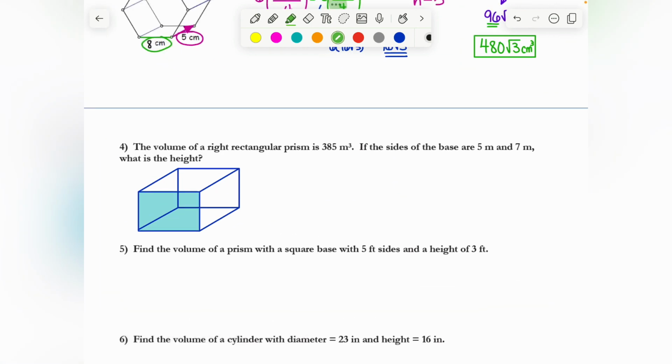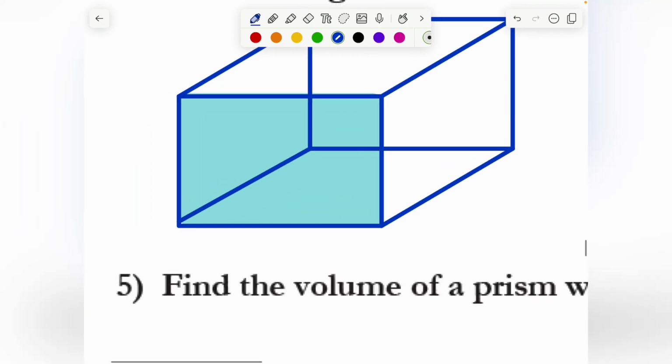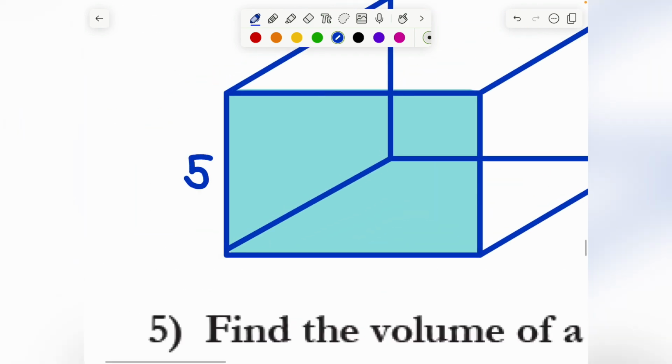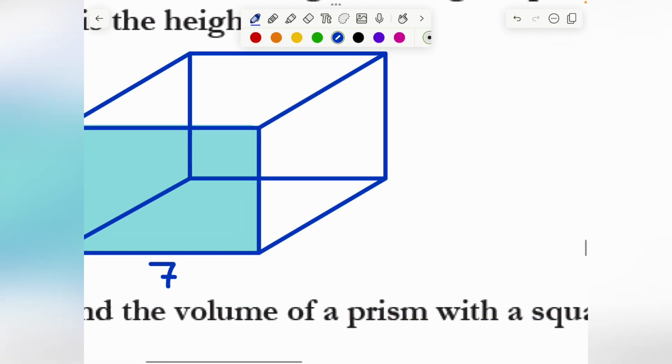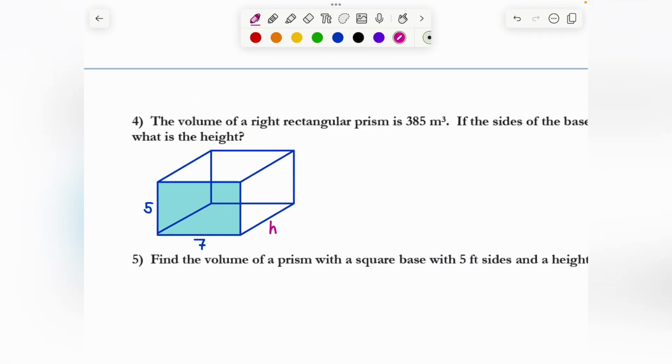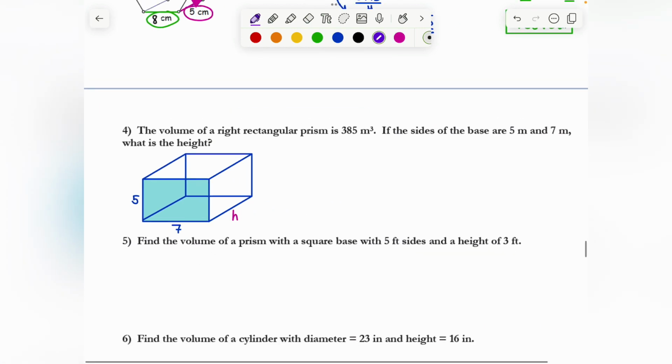There it is. Okay, so, it gives me the volume is 385 cubic meters. If the sides of the base are 5 and 7, what is the height? So this is actually a working backwards problem. I'm glad we're doing this one. The sides of the base are 5 and 7. It does not matter which is which. Let's say this is 5 and this is 7. We're looking for the height of the prism. And I know the volume is 385.